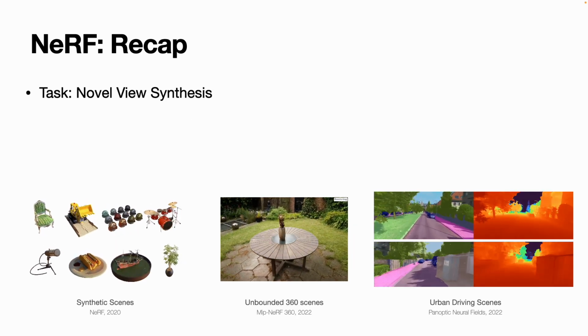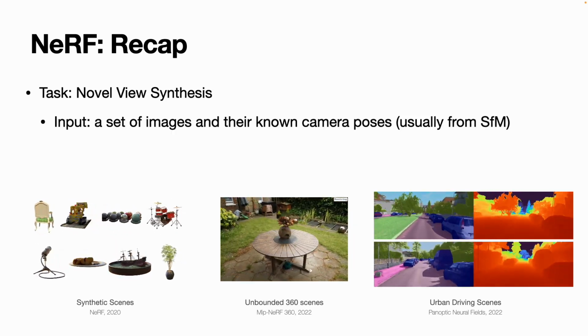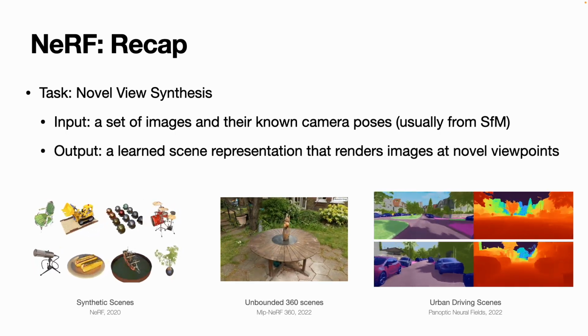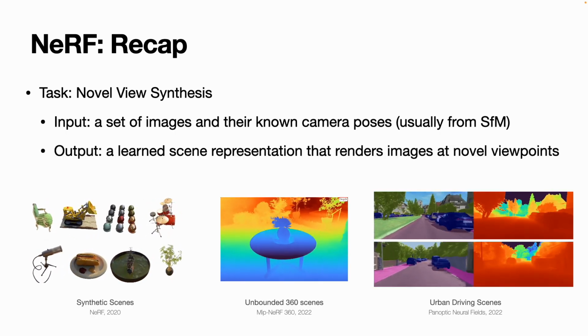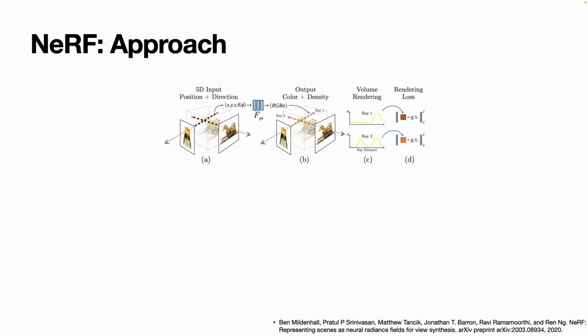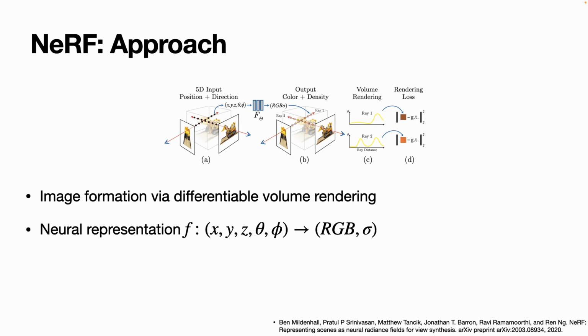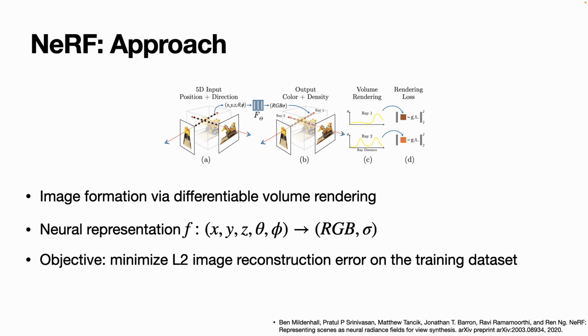In NeRF, the task is novel view synthesis, where the input is a set of images and their known camera poses, and the output is a learned scene representation that can render images at novel viewpoints. NeRF renders images via differentiable volume rendering and optimizes a function f that maps from spatial position and viewing direction to radiance and density. The objective is to then minimize the L2 image reconstruction error on the training dataset.